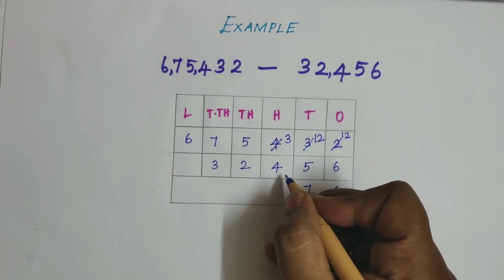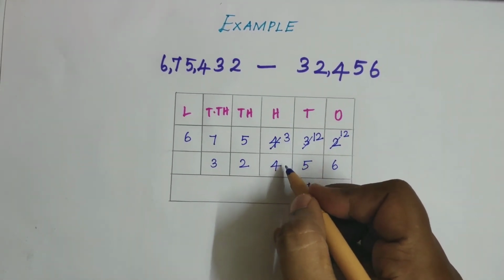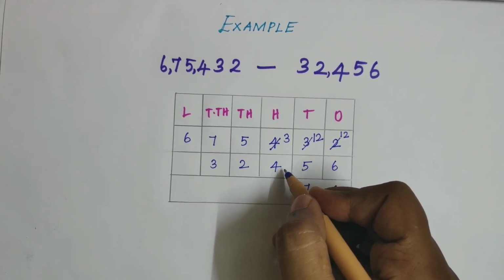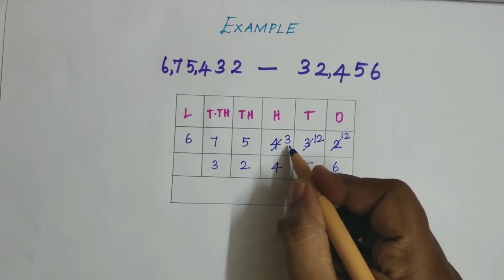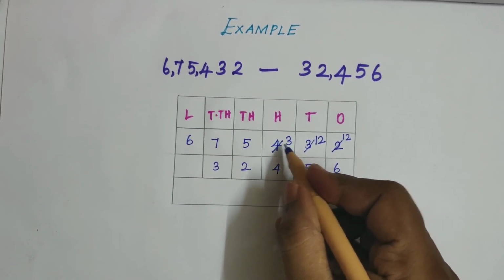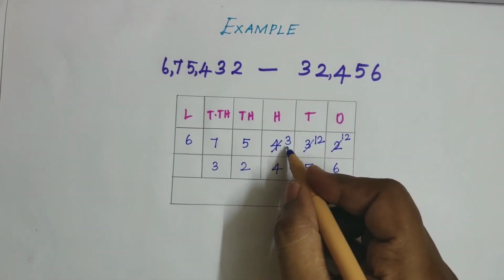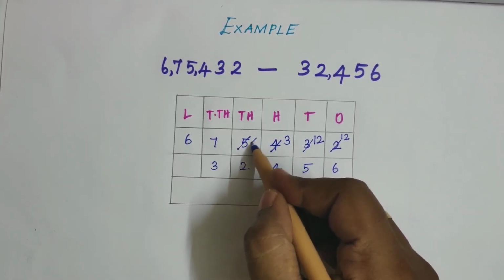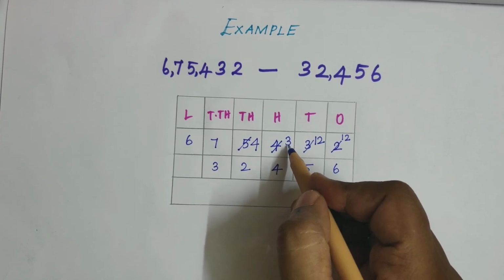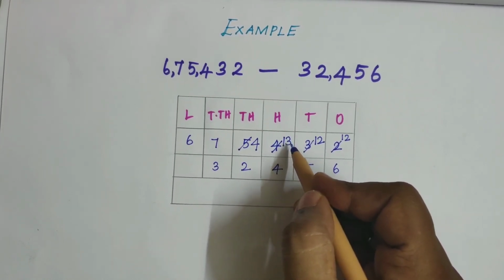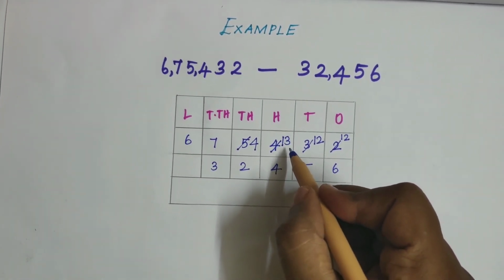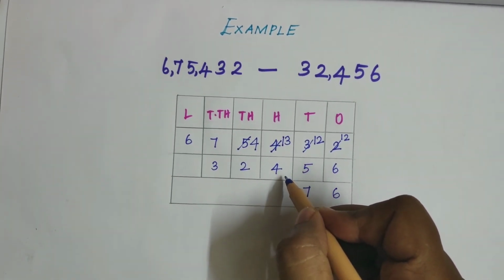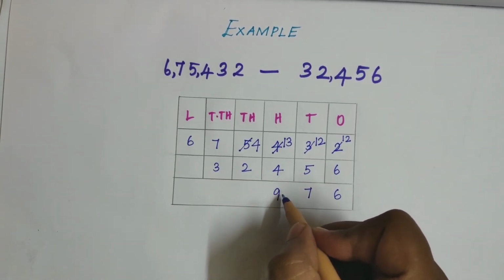Let's subtract the hundreds column. 3 minus 4. 4 is a greater number, therefore we cannot subtract 4 from 3. Now we have to borrow 1 thousand to the hundreds column. So the 5 in thousands column will become 4 and the 3 in hundreds column will become 13. Now let's subtract the hundreds column. 13 minus 4, we will get 9.